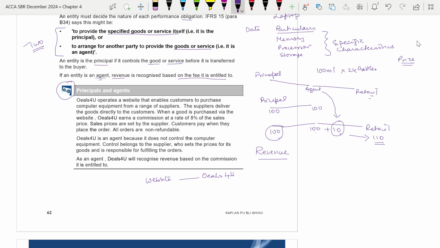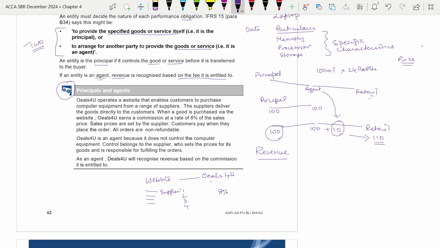OILS for you operates as a website, enables customers to purchase equipment from a range of suppliers. The supplier delivers directly to the customers. But if you are doing it through OILS for you, what happens? He will get a commission of how much? 8%. Sales price is set by that supplier. You have various different suppliers: supplier 1, supplier 2, supplier 3, supplier 4. This is what happens online.